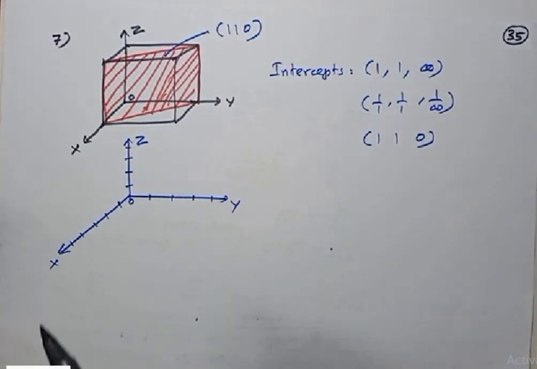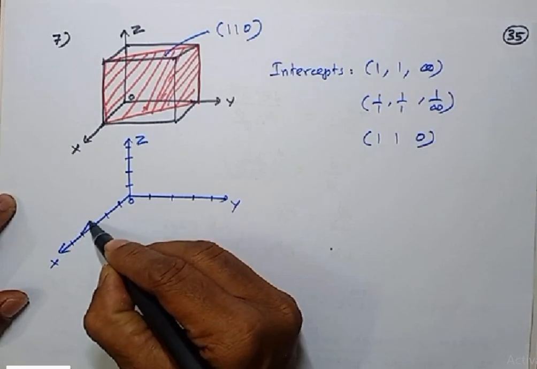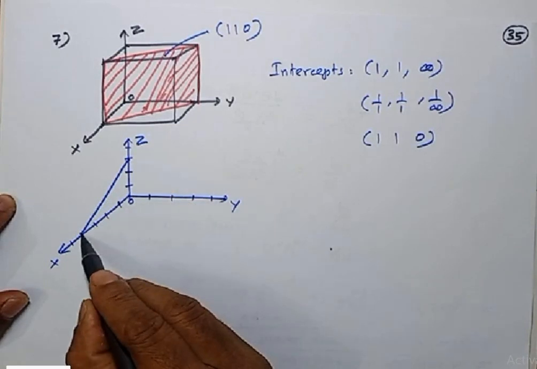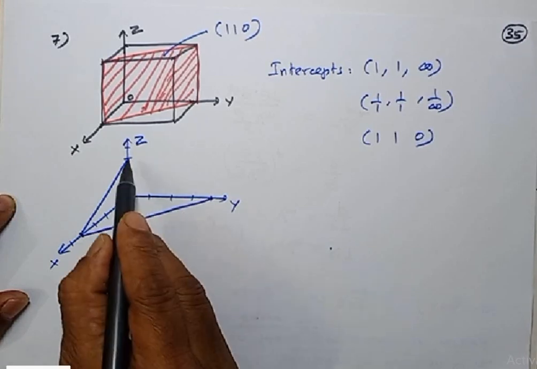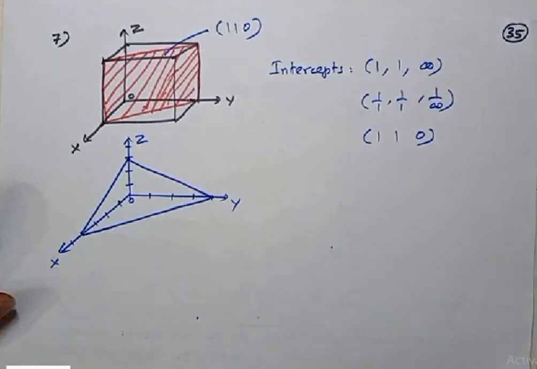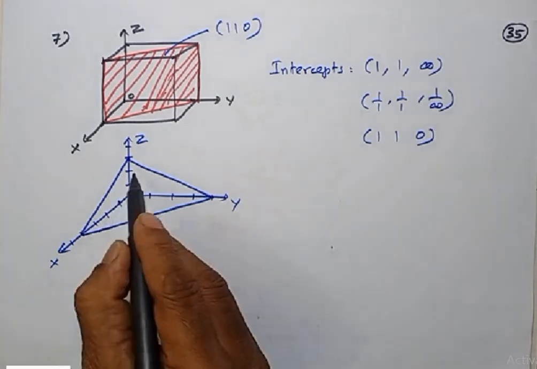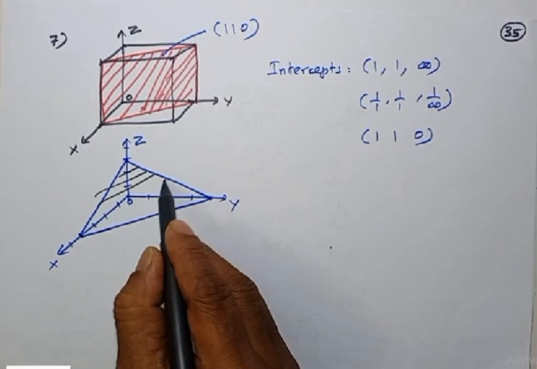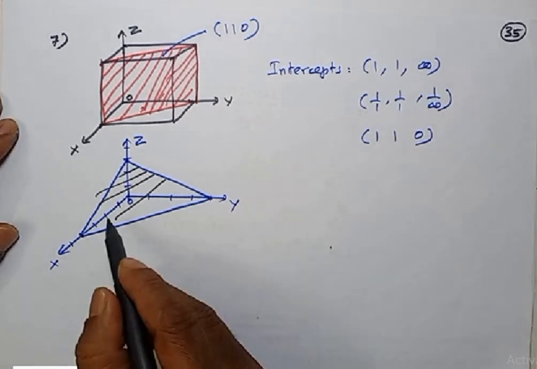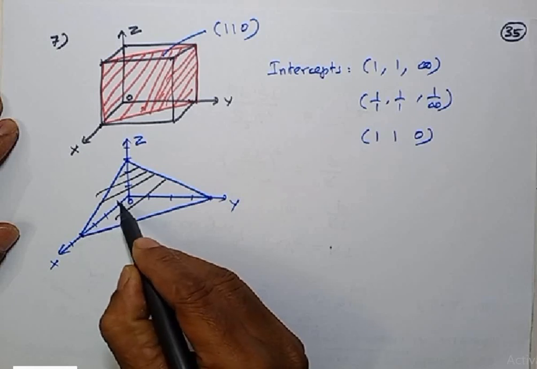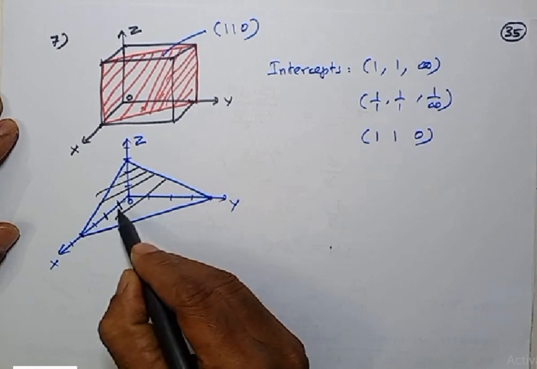Observe carefully. Suppose I give a plane like this. What is the Miller indices for this plane? This is the question. So what to do? Listen, it's very simple. Along the x-axis, see, the intercept, this is 1 unit length. This is 2, 3, 4.